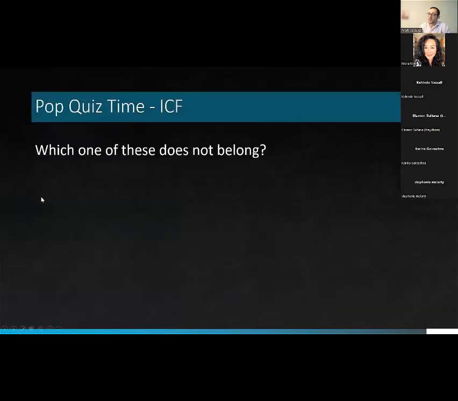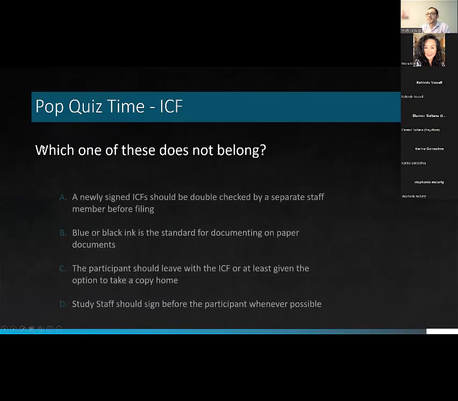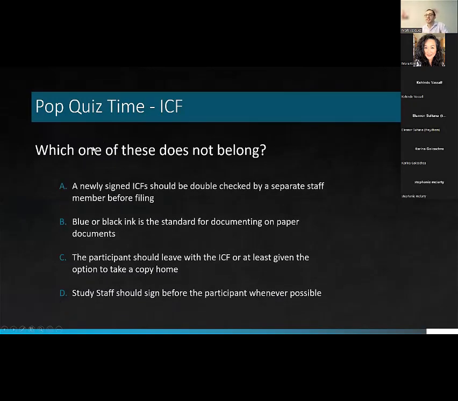And another quiz that we get to take. So which one of these does not belong? And they're kind of long, so I don't know if anyone's going to shout this out. But I'll give it a few seconds and then I'll answer if nobody else does.